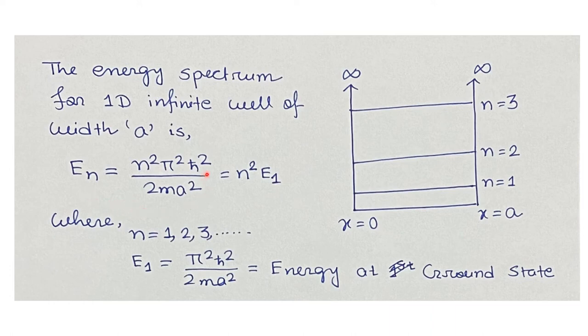H cut is the reduced Planck constant. M is the mass of the particle in that potential well. A is the width of the infinite potential well. Now, if you put n equals 1, then the energy for the ground state, that is the first energy level, is given by pi square h cut square by 2m a square. So we can write the expression for the nth energy level as n square multiplied with E1.